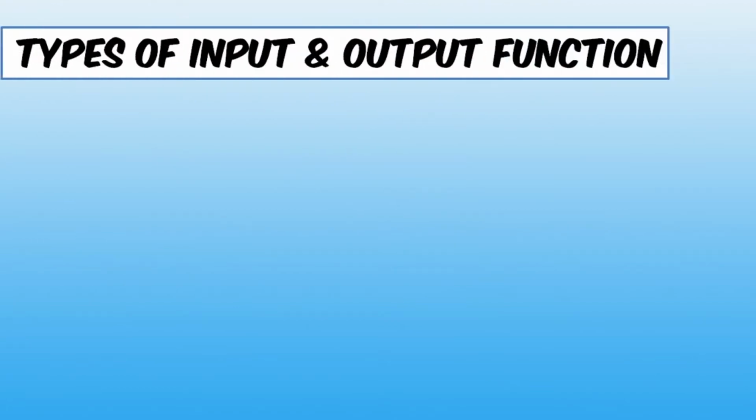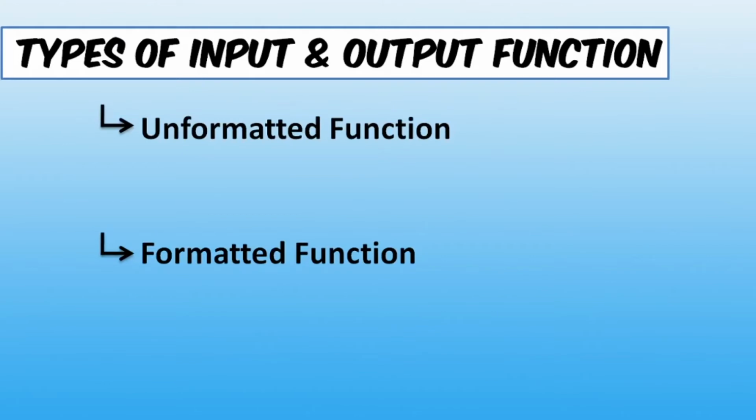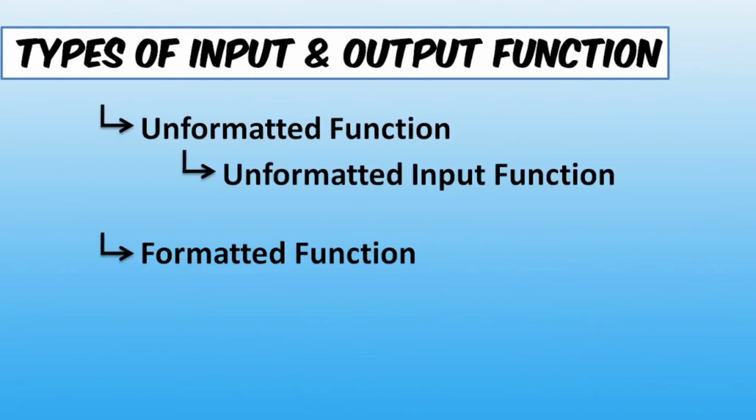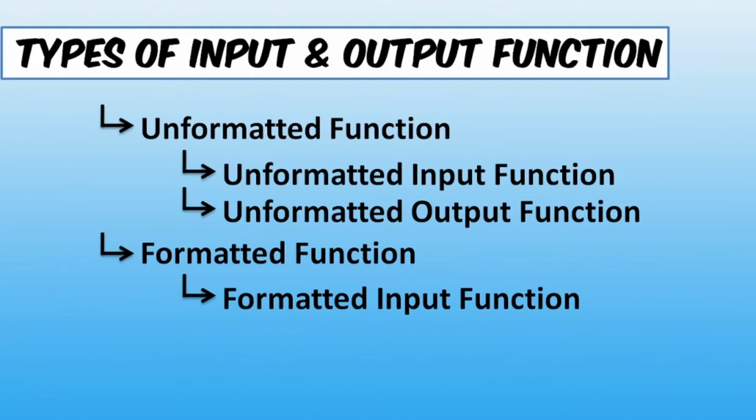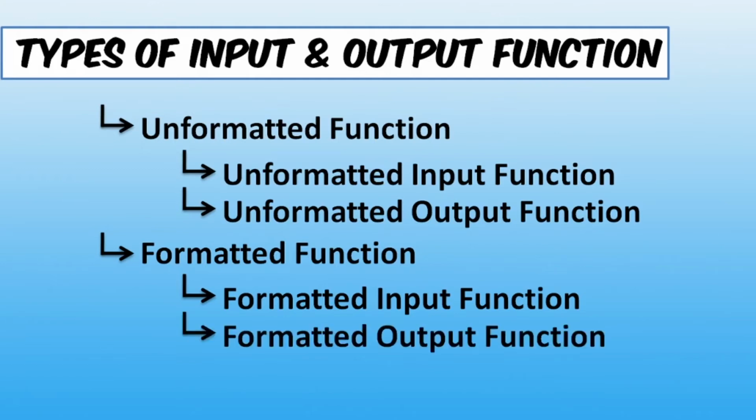Now let's talk about types of input and output functions. So on the basis of the data they read or they print on the screen, input and output functions can be classified into two types, which are unformatted function and formatted function. And under this unformatted function we have unformatted input function and unformatted output function. Similarly, we also have under formatted functions which are formatted input function and formatted output function.